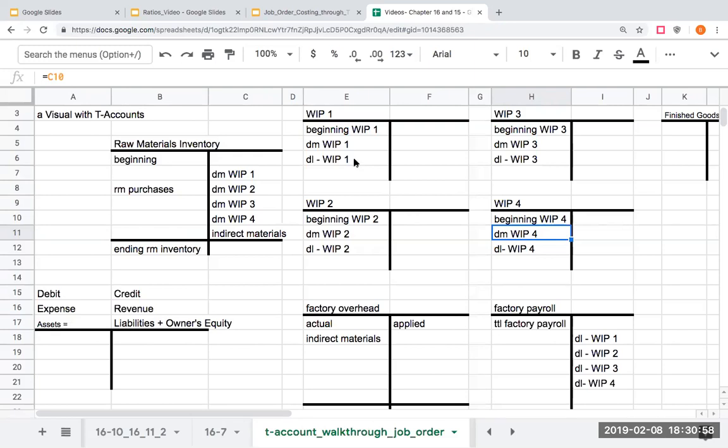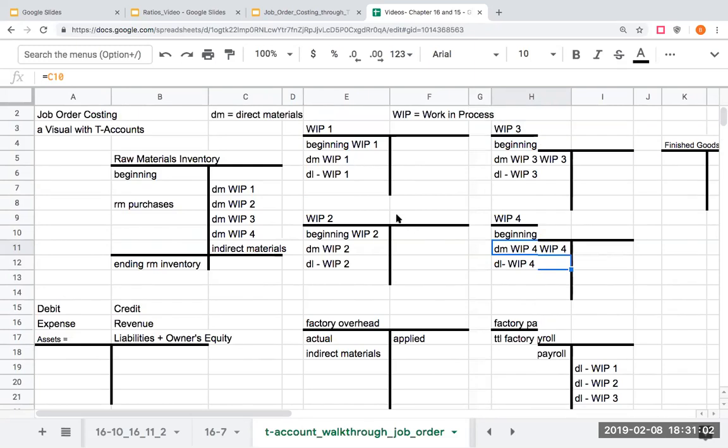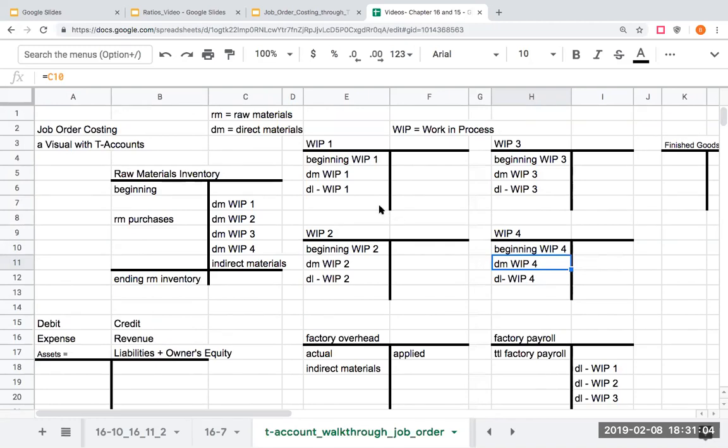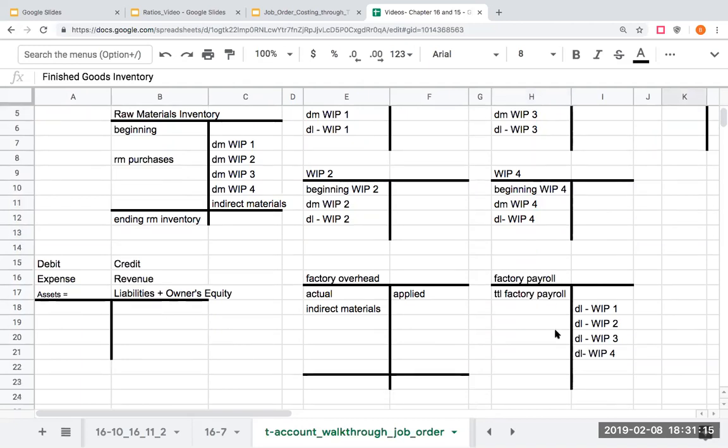And again, the reason why I'm doing this is it's really important to understand where these different accounts come from. At the end of the day, when I'm showing my inventory on my balance sheet, I'm only going to have raw materials, work in process, and finished goods. The factory overhead and the factory payroll ultimately have to go to 0. So let's look here at factory payroll.